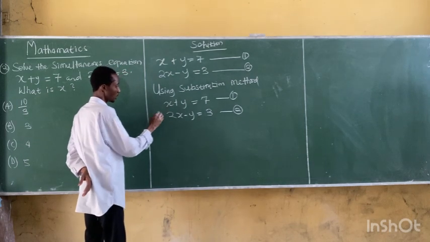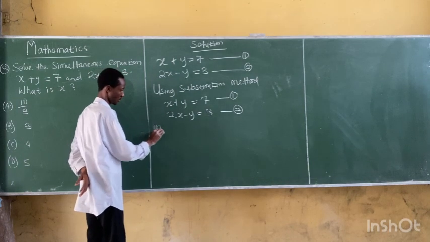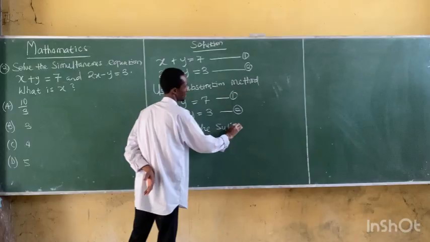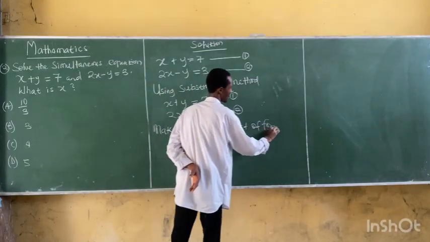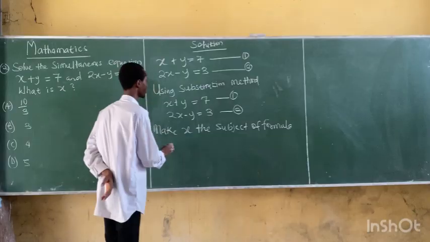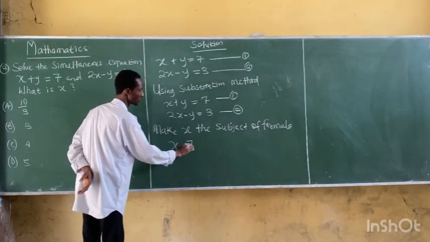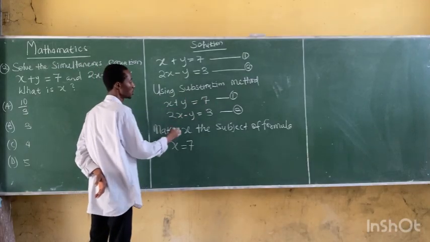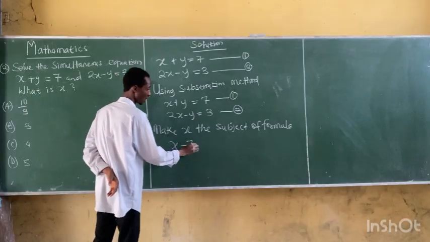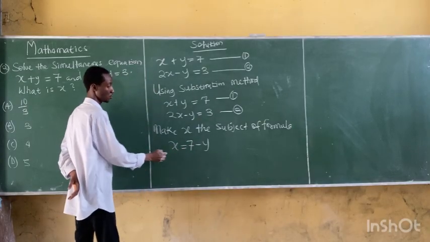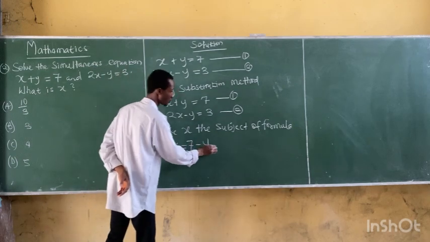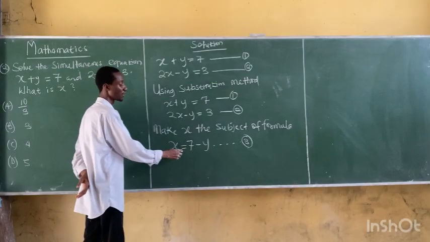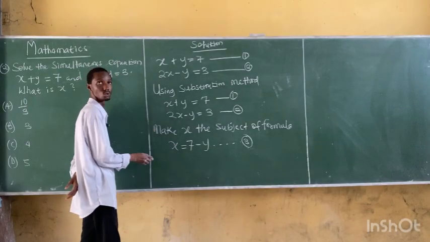If we make x the subject of formula here, we have that x is equal to 7. For x to stand alone, y has to leave this side of the equation. Y will cross to this other side. It changes from what? From positive to negative. So we have minus y. We have made x here the subject of formula. This becomes our equation 3. Now we have gotten equation 3. Substitute the value of x in equation 3 into equation 2.